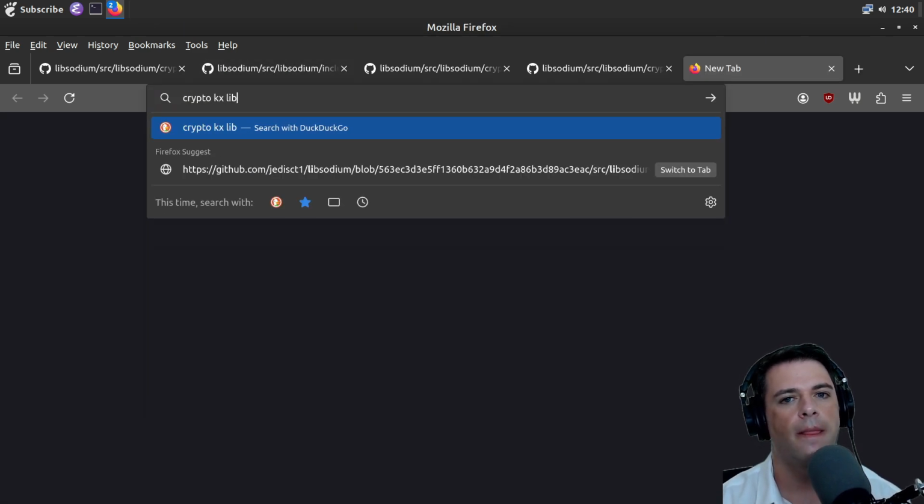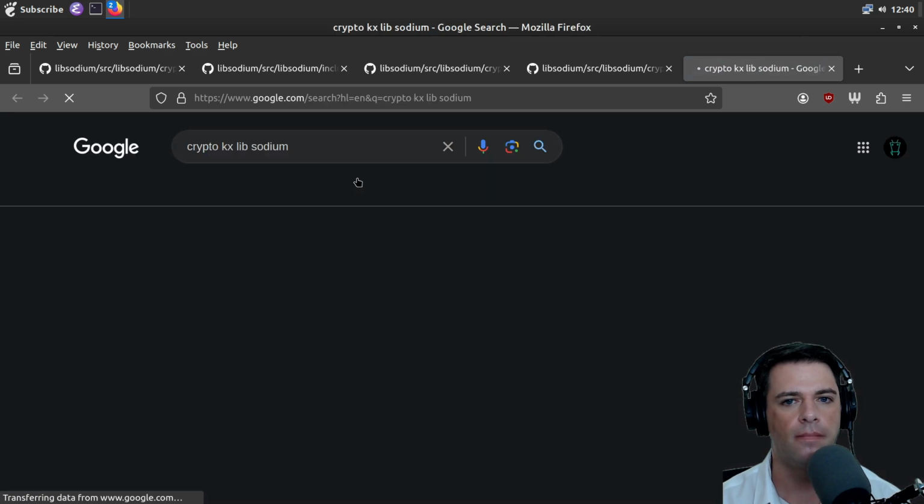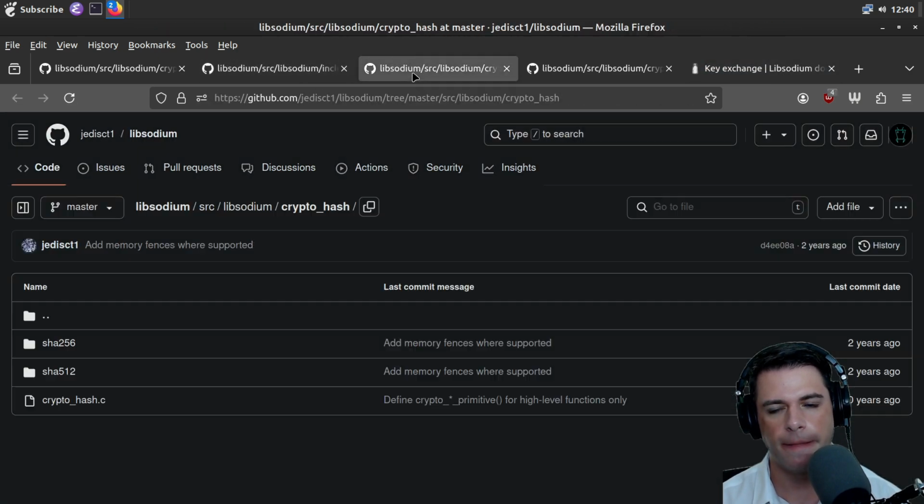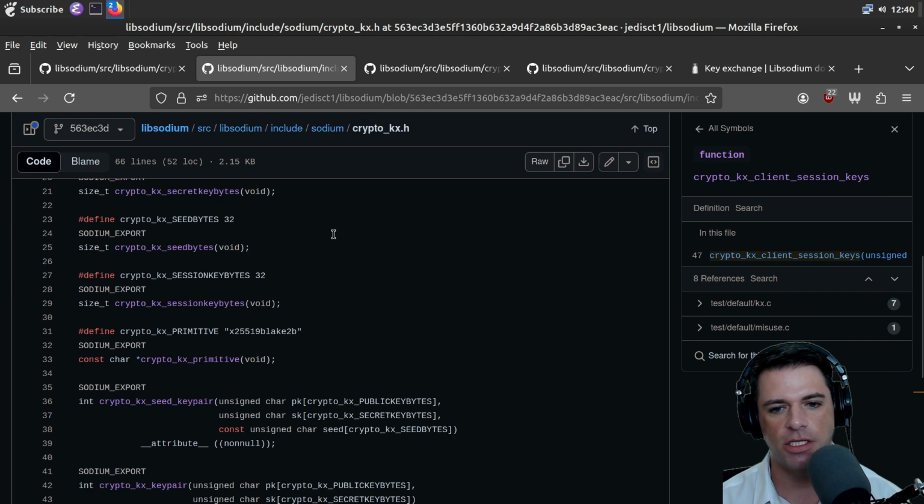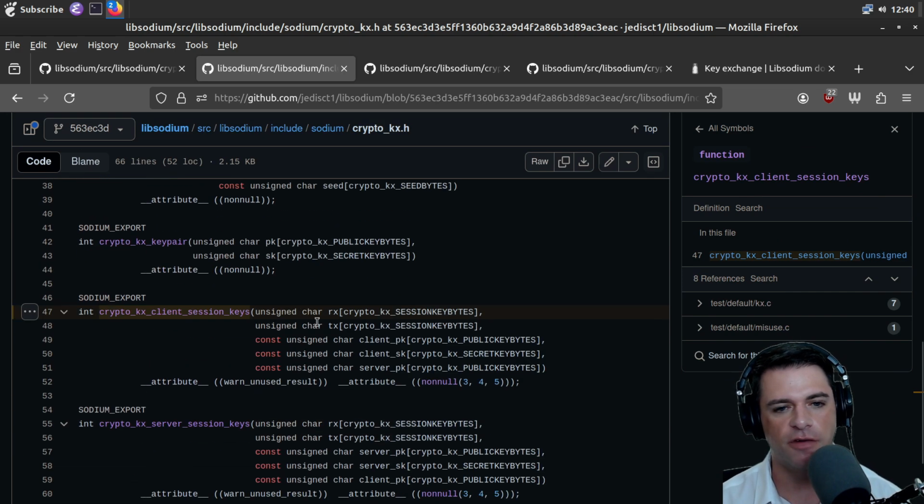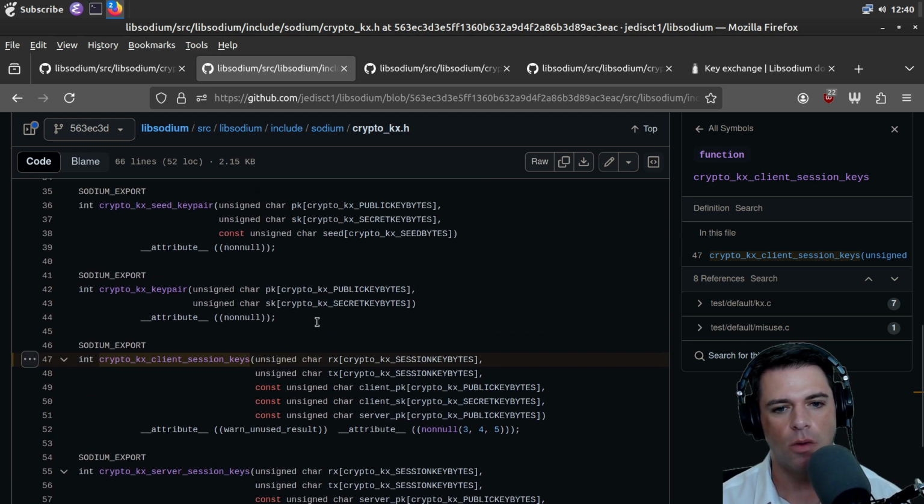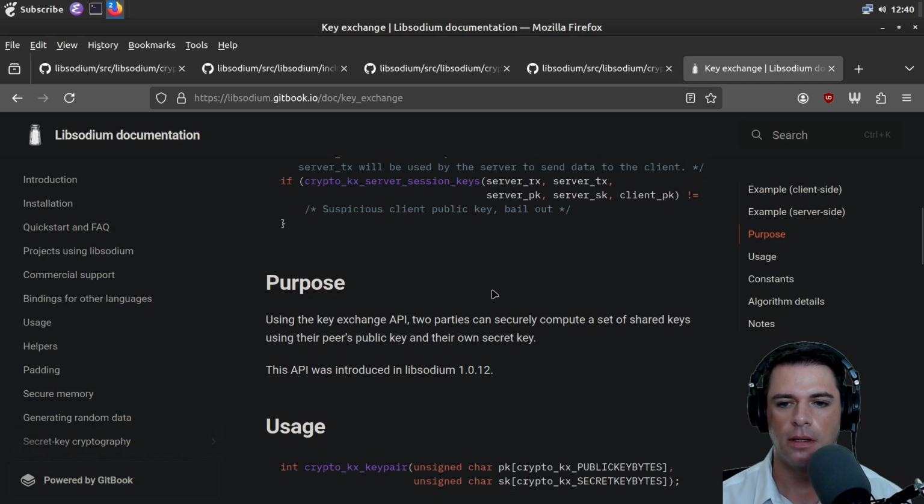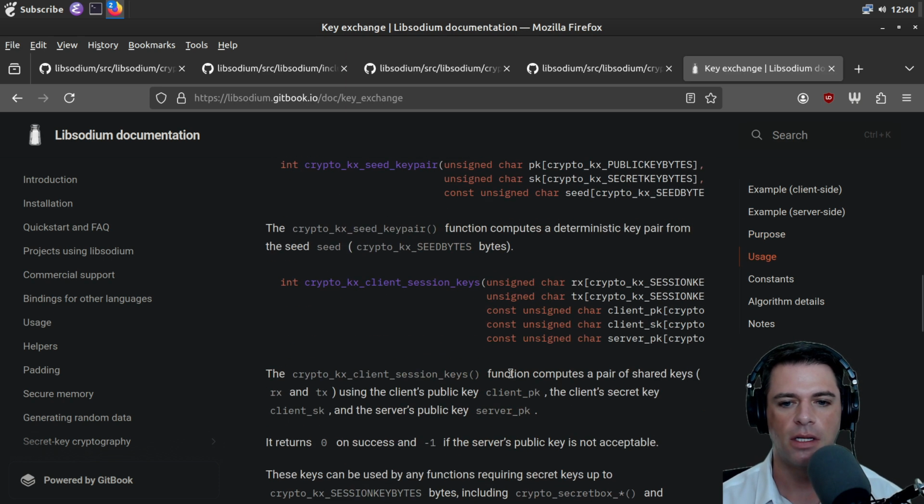CryptoKX. Oh, key exchange. That would make much more sense. So this is key exchange. I don't know if this is literally Diffie-Hellman or what. Using the key exchange API, two parties can securely compute a set of shared keys.